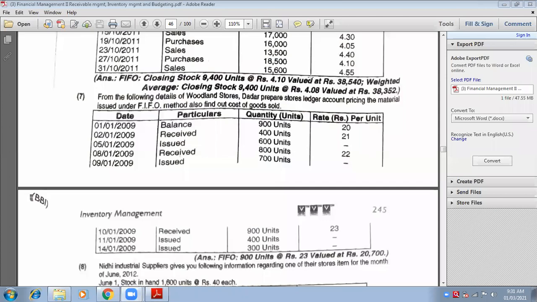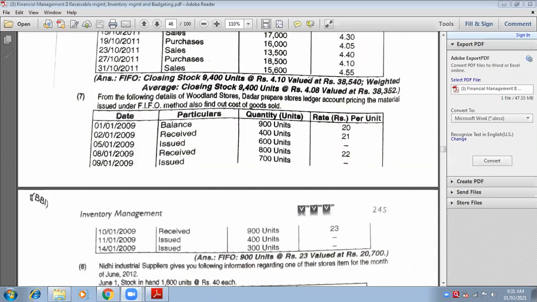First date balance is given. It is understood which balance will be there on the first date: opening balance. On the first date it will be opening balance and on the last date of the month it will be closing balance. So opening balance is 900 units at the rate 20 per unit. Write down in the receipt column nil, issue column nil.